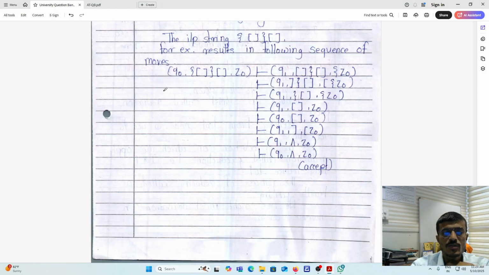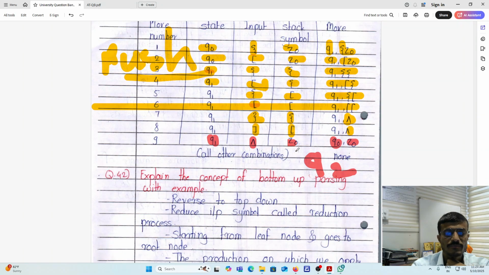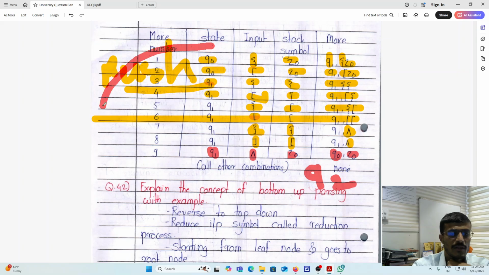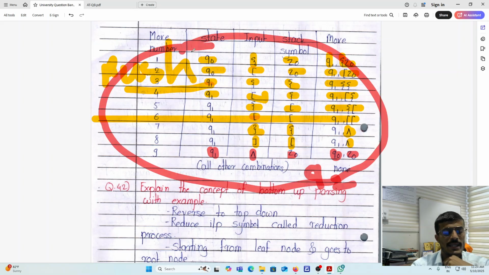It gives you some logic so that you will be able to solve this one. This table is very important. Okay, do not learn this table by heart, because the first 6 are for pushing, then the 7th and 8th for popping, and the 9th for accepting.